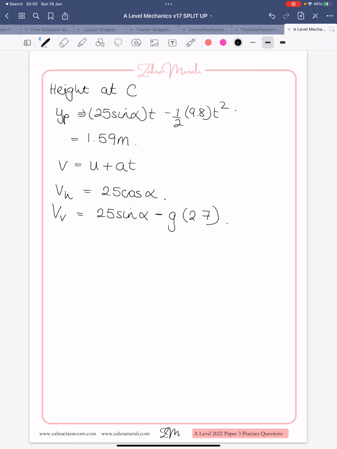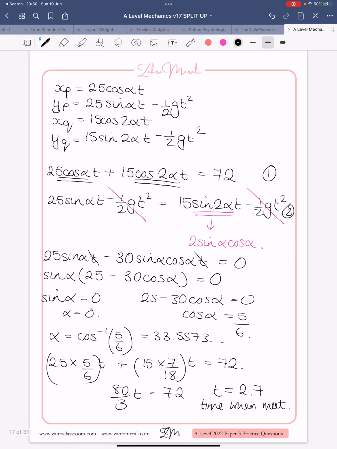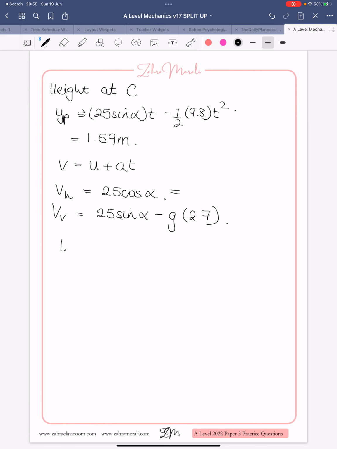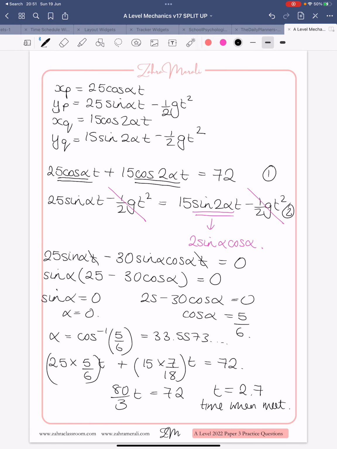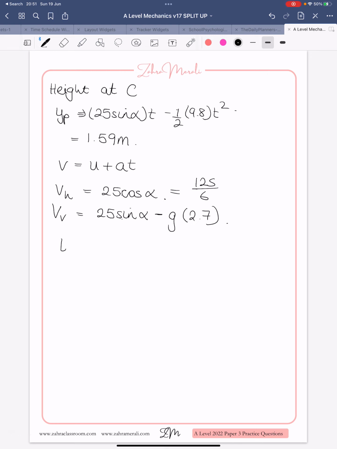Right, so now we can stick that all into our calculator. We're going to do 1 divided by the other for the direction. Cos alpha is 5/6 already, so 5 divided by 6 times 25. So 125 over 6. And then we want to sine that, times it by 25, minus 9.8 times 2.7, and that gives me minus 12.64. So my horizontal is 125 over 6. My vertical is actually going down, so 12.64, and I'm looking for that, okay?